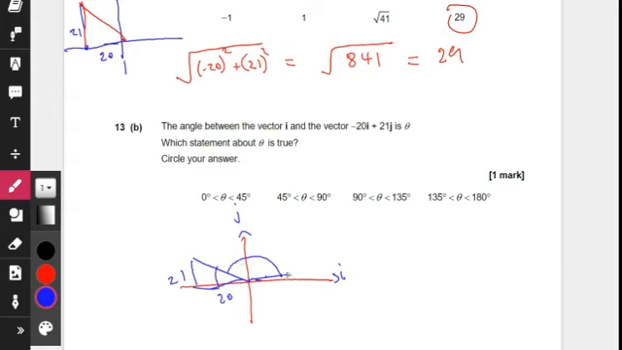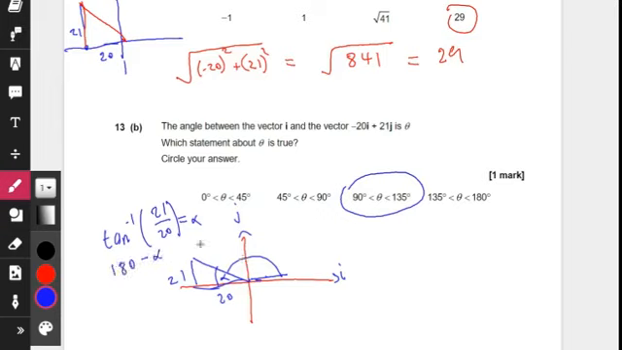But if you really weren't sure, you could just go ahead and work out what the angle is. This angle would be inverse tan of 21 over 20, and then do 180 minus that angle. That would give you an answer, and wherever your answer lies, that's what it's going to be. That makes sense. Thanks.